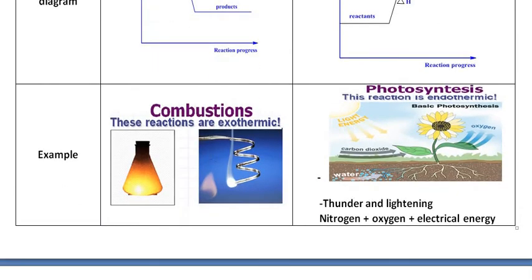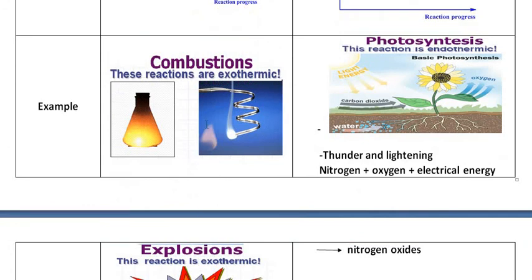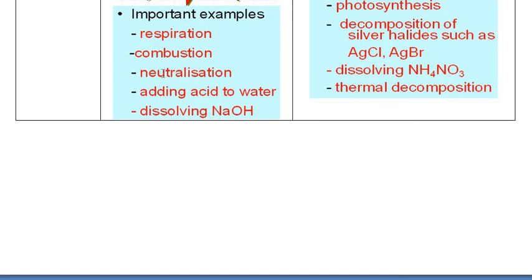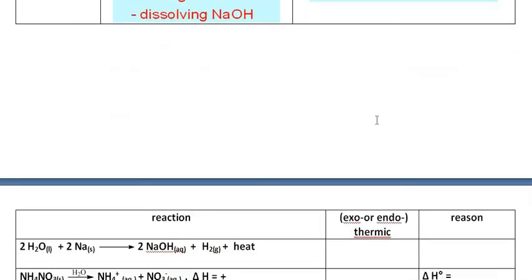These are examples for exothermic reaction: combustion of a candle, combustion of fuel, explosion. These reactions are exothermic reactions, while photosynthesis is an example of an endothermic reaction, because the plant absorbs light, which is also energy. Absorption of any form of energy means that this reaction is endothermic, while giving out energy is exothermic reaction. These are examples for exothermic reactions, and these are examples for endothermic reactions.